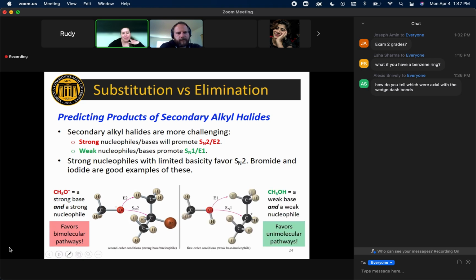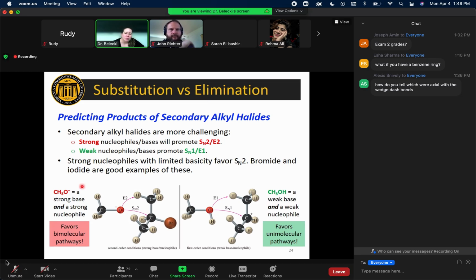If, however, we have methanol, so just the protonated version of methoxide, methanol, because it's a neutral molecule, is no longer a strong base or a strong nucleophile. It is a weak base and a weak nucleophile. So it is going to favor unimolecular pathways, E1 or SN1, right? And in fact, both occur in a secondary alkyl halide, just like both E2 and SN2 occur in a secondary alkyl halide with a strong base or strong nucleophile.